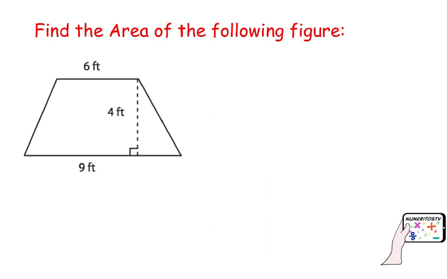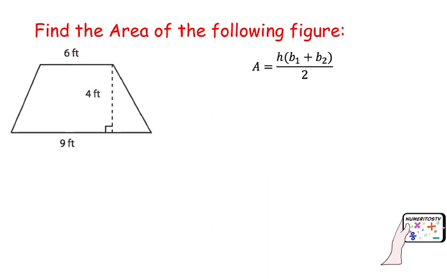Well, observing this figure, we can see that this is a trapezoid. So we are going to be using the formula base 1 plus base 2 times the height, and then we divide by 2. So in a trapezoid, to find the height, we just observe how tall is this figure. So we can see that 4 feet is the height of this trapezoid. Remember that the height is always perpendicular to the base. So 4 feet is this segment is perpendicular to this base of 9 feet right here.